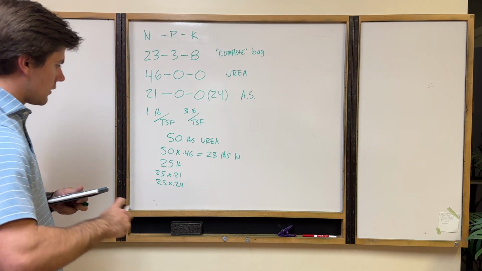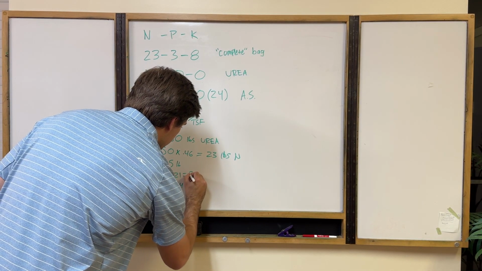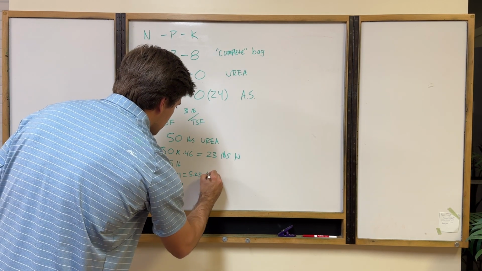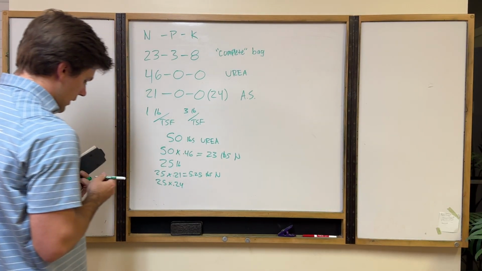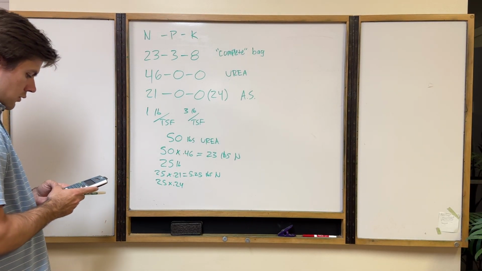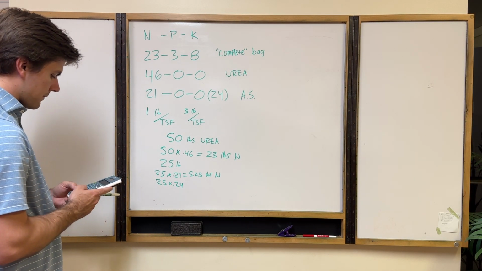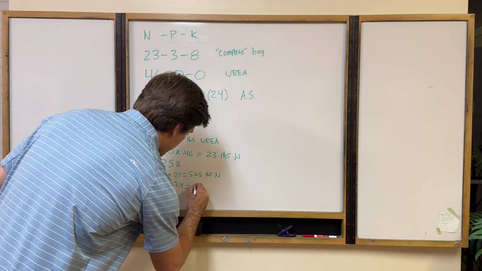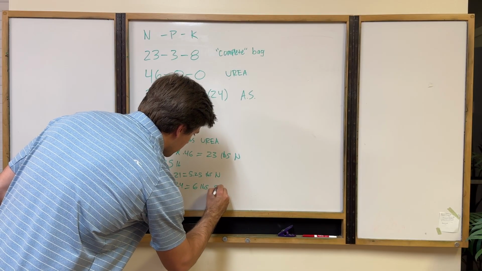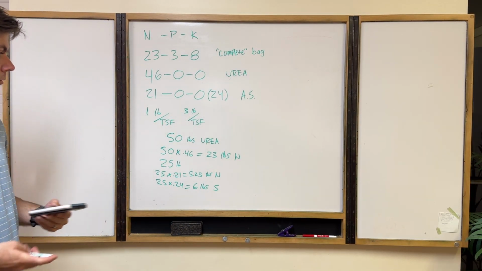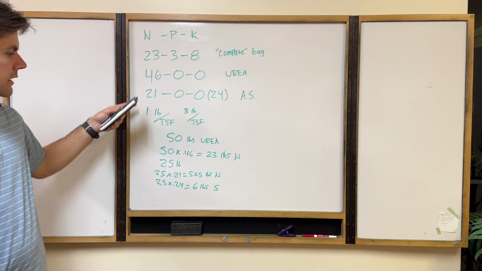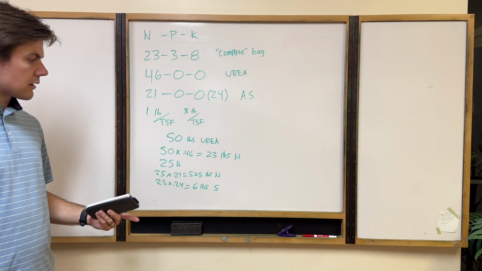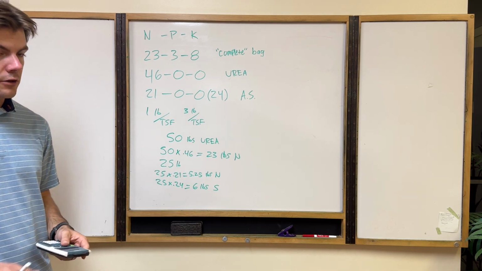You're going to do 25 times 0.21. That gives you 5.25 pounds of nitrogen. And then if you do 25 times 0.24, you get 6 pounds of sulfur. So in that bag, a 25-pound bag of ammonium sulfate, if you put the whole thing on your lawn, you're putting down 5.25 pounds of nitrogen and 6 pounds of sulfur.